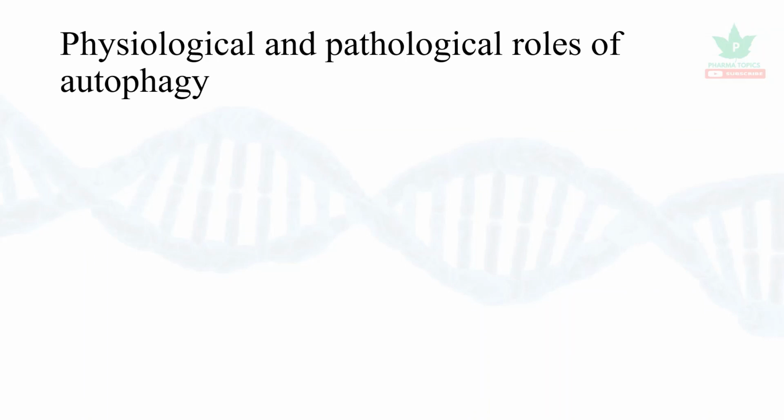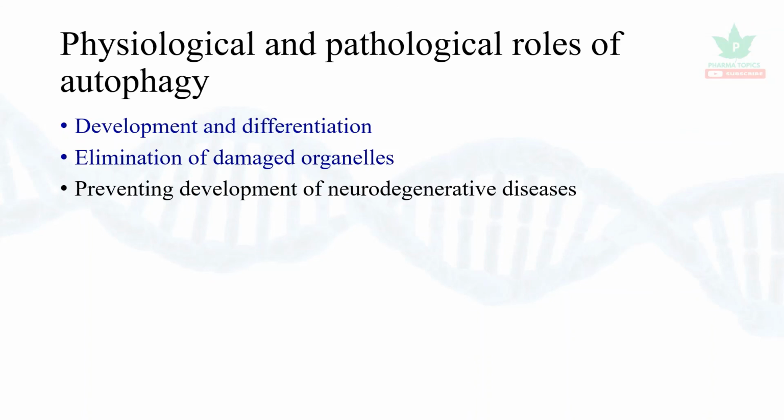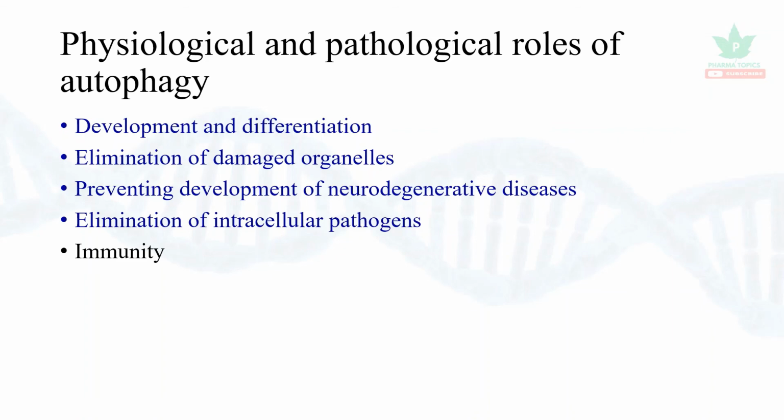Let us see the pathophysiological and physiological roles of autophagy. It is involved in development and differentiation. Autophagy is involved in elimination of damaged organelles. Autophagy has a role in prevention of development of neurodegenerative diseases. Autophagy is involved in elimination of intracellular pathogens. Autophagy is also involved in immunity. It is also related to obesity and insulin resistance. And autophagy is also implicated in cancerous pathophysiology.